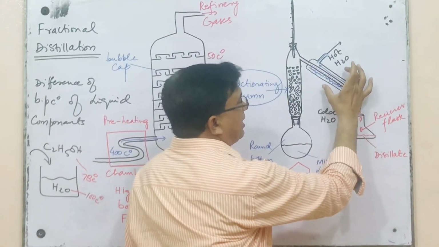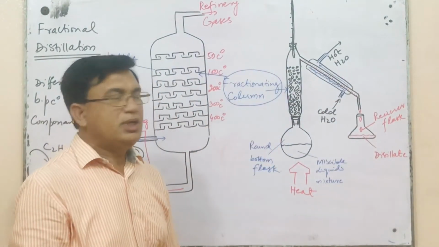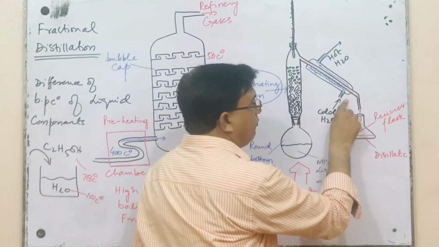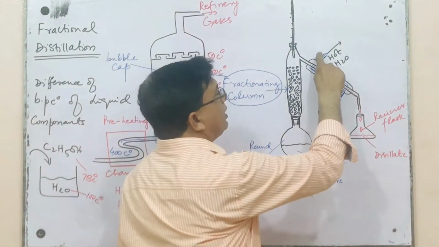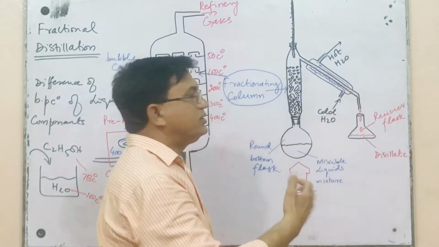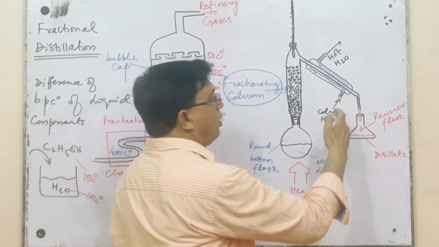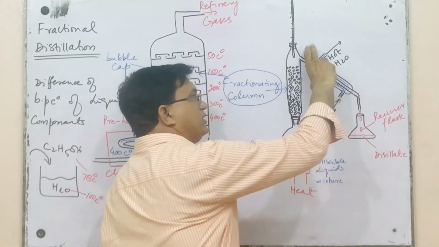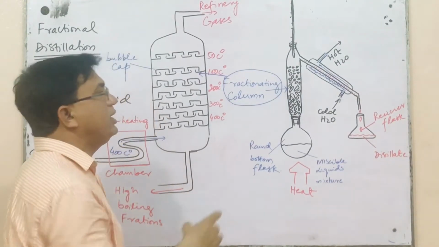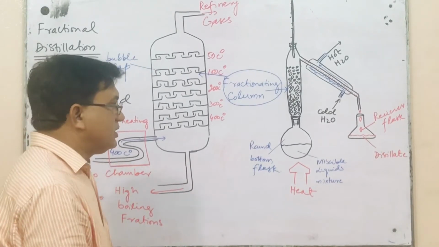Now, this is a condenser. This condenser condenses the vapors, and in this condenser cold water enters from the bottom, and the hot water, after absorbing the heat energy of the vapors, goes out from the top. Now, the movement of the water and vapors should be countercurrent, in the opposite direction. That should not be in the same direction, otherwise there will be a problem in the condensing process.